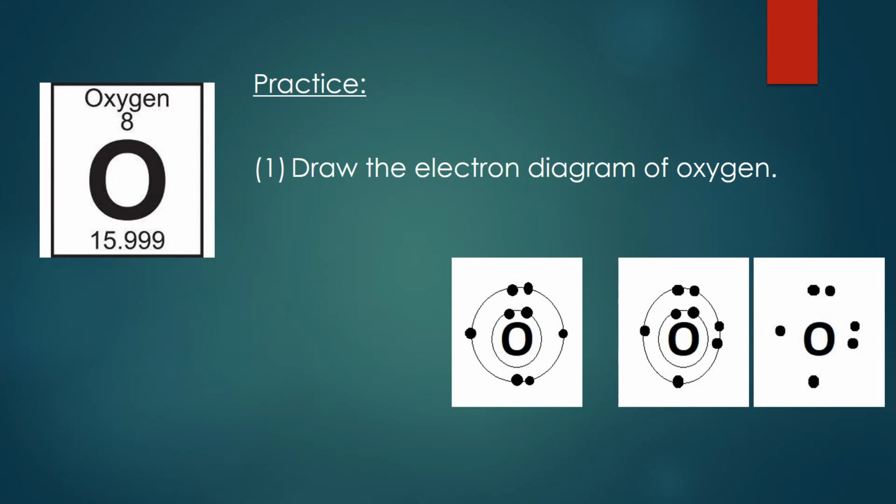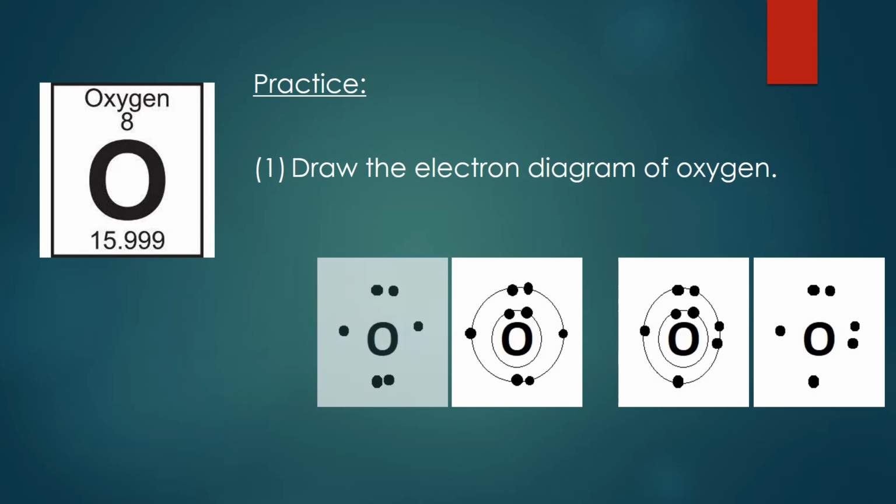I could simplify my electron dot diagram to just show the valence electrons. And here I've done it. And here's an alternative correct way to do that. In both of these example oxygen dot diagrams, you would get full credit on an exam because you have the correct number of electrons showing in the valence shell.